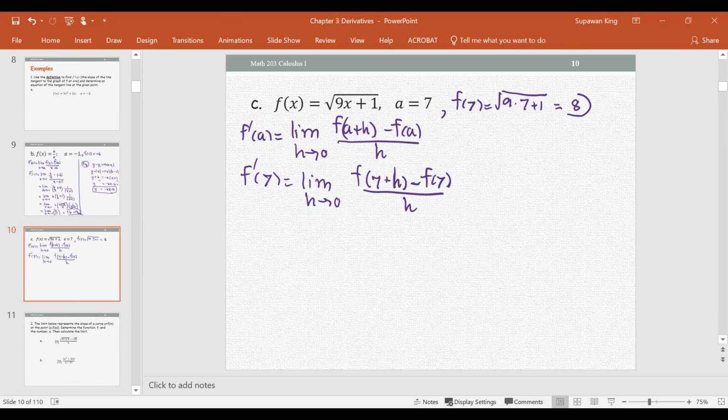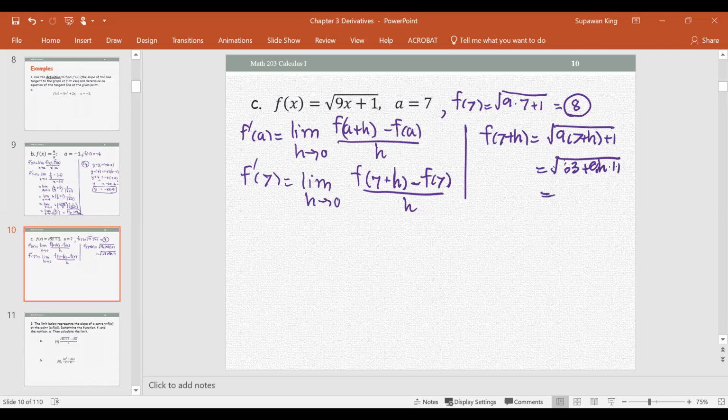We already found f at 7 equals 8. Let's set on the side that f of 7 plus h is the square root of 9 times 7 plus h, plus 1, or the square root of 63 plus 9h plus 1, which is the square root of 64 plus 9 times h.